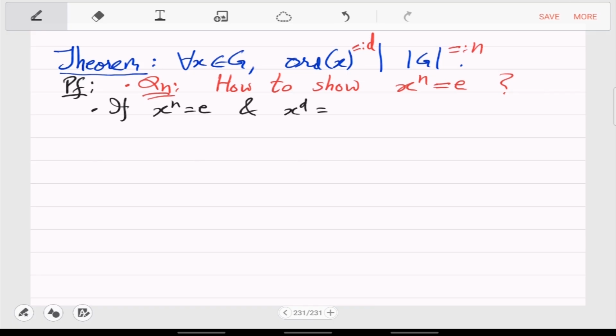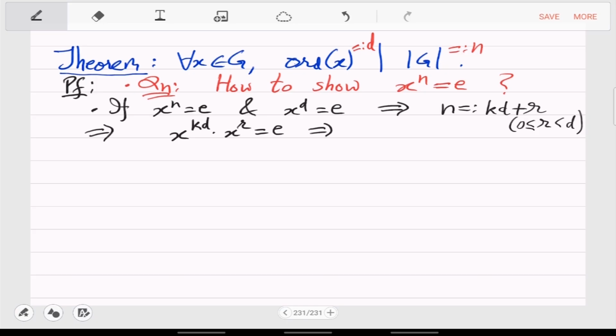And x to the d is E, then what you can do is you can basically follow the proof we have done before: divide n by d, so you get n = kd + r with r less than d. Yeah, so you will then get that x to the kd times x to the r is equal to E. What is x to the kd?